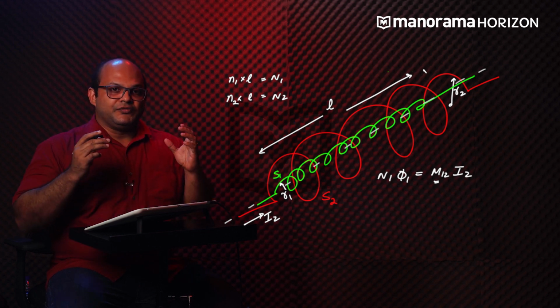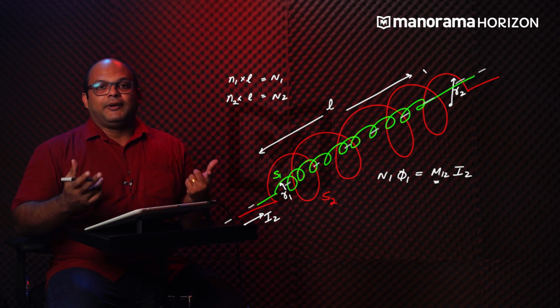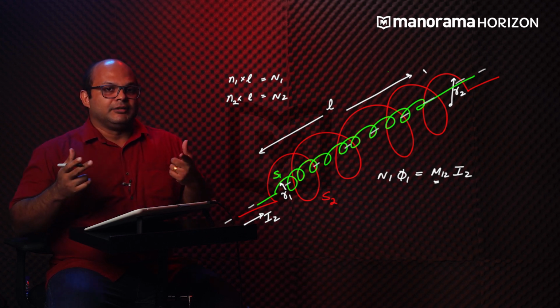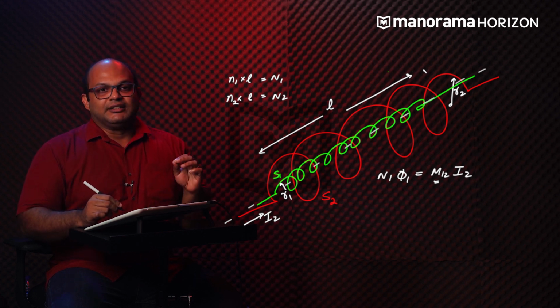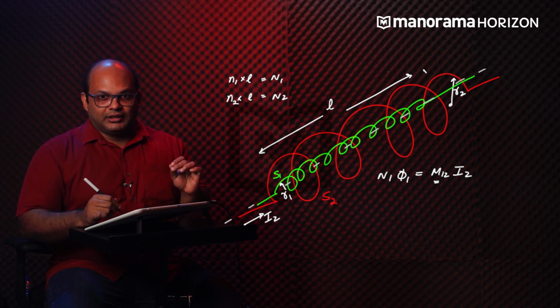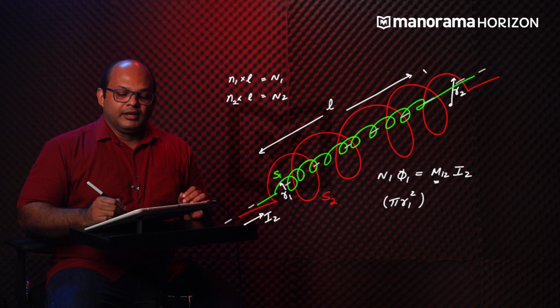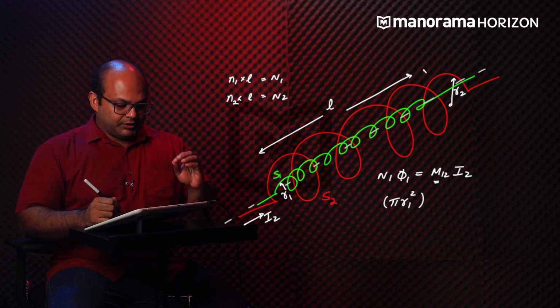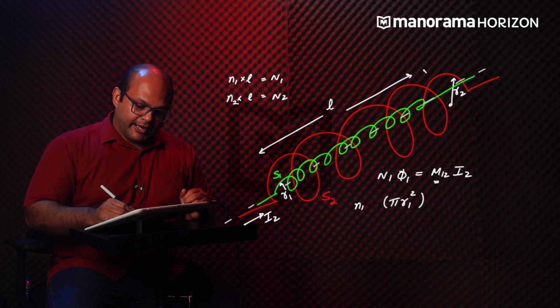Flux is the field strength of the magnetic field in a given region multiplied with the number of turns and multiplied by the cross-section area. So the cross-section that we will consider here is that of the smaller conductor. That will be equal to pi r1 squared. This has to be multiplied by the total number of turns of the smaller conductor. That will be equal to N1 multiplied by L.